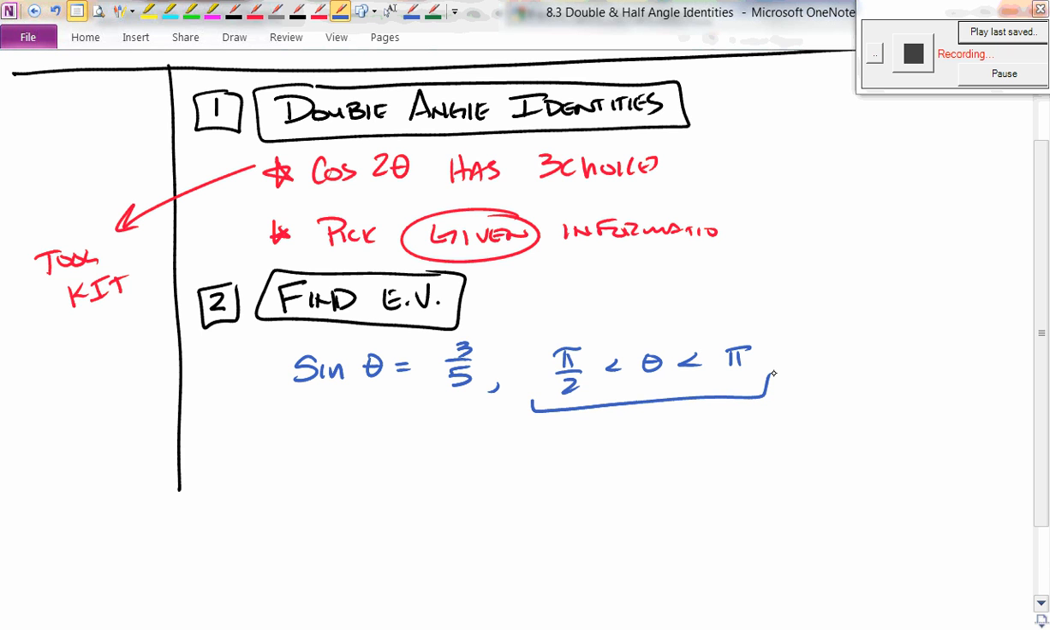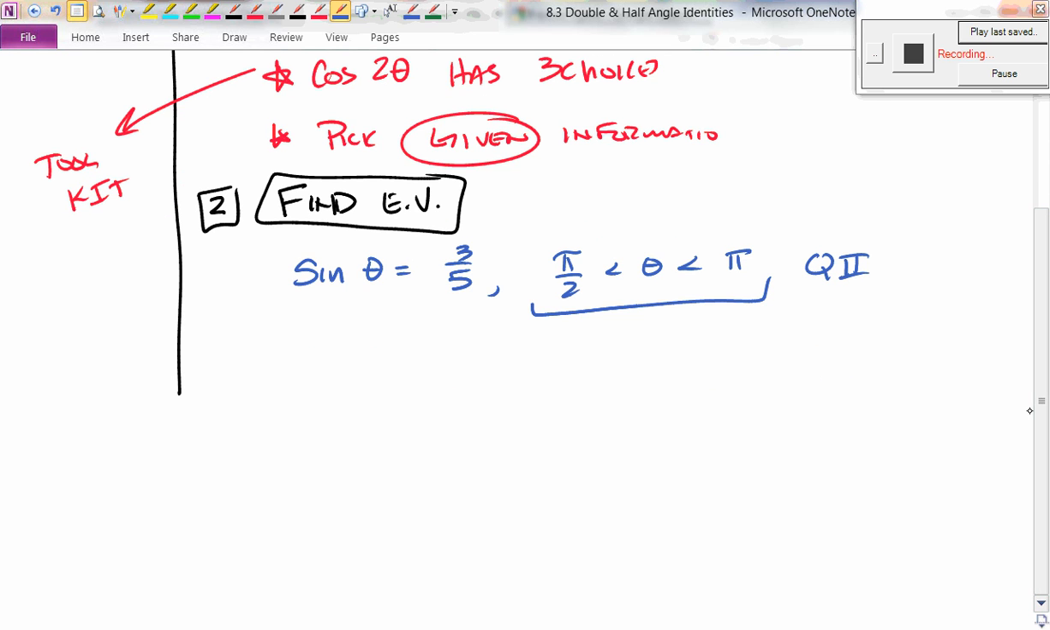If they give us that pi over 2 is less than theta is less than pi, what quadrant does that automatically put theta in? 3, 4? Sounds like you're guessing. No, 2. Yeah, all this stuff is in quadrant 2. So we're going to draw a triangle that represents quadrant 2. Here's pi over 2, and here's pi, and my angle is somewhere in quadrant 2, somewhere between pi over 2 and pi.